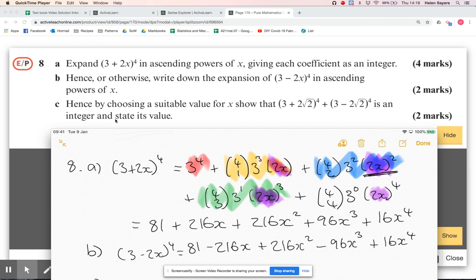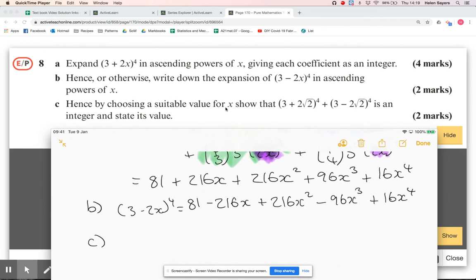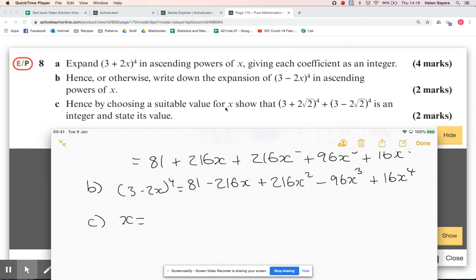Okay, and then part C: hence, by choosing a suitable value for x, show that (3 plus 2 root 2) to the power of 4 plus (3 minus 2 root 2) to the power of 4 is an integer. Again it's that hence word, so clearly these are connected. We've got the 3, the power of 4, and the coefficient of 2, so the suitable value of x is root 2. That's all they've done: if you compare those brackets, they've just substituted root 2 in for x, and same with those negative ones. Then if we add them, let's have a think.